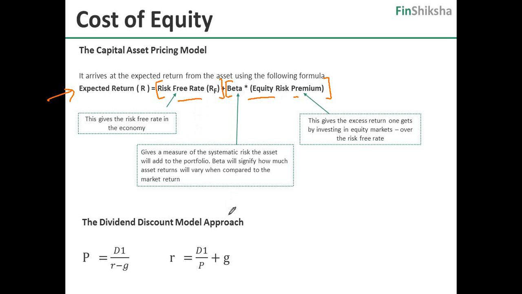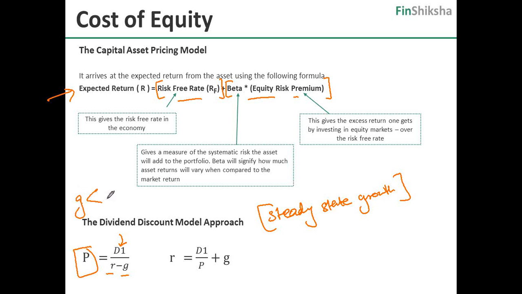We have also probably studied about dividend discount model, which effectively says that if there is a steady state growth that the firm has entered, then effectively the price of the stock can be found by next year's dividend divided by cost of equity minus the growth rate in dividends. This g is sustainable steady state growth. Obviously the assumption being g is less than r. That's the assumption that underlies this.